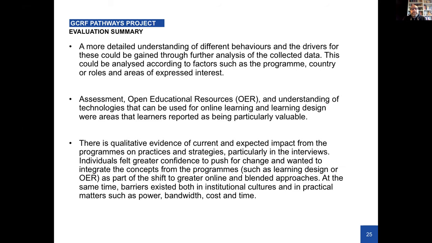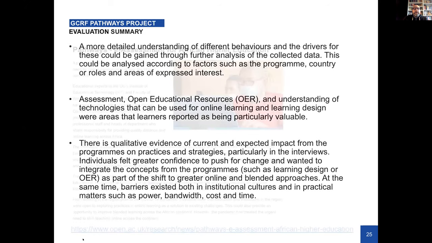I mentioned before that assessment and OER were of particular interest to people. Another area that was valued was learning design, and I guess specifically learning design for online learning rather than for face-to-face, because that's an area where it's actually quite difficult to get that support. As I mentioned, one of the key things is this shift in confidence and greater willingness to experiment as people are moving forward with online and blended approaches.